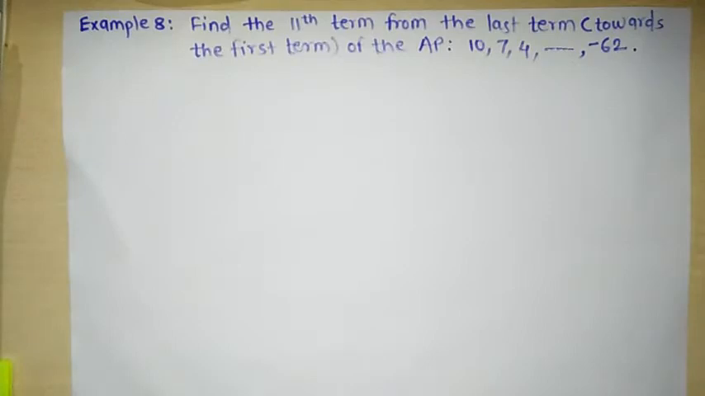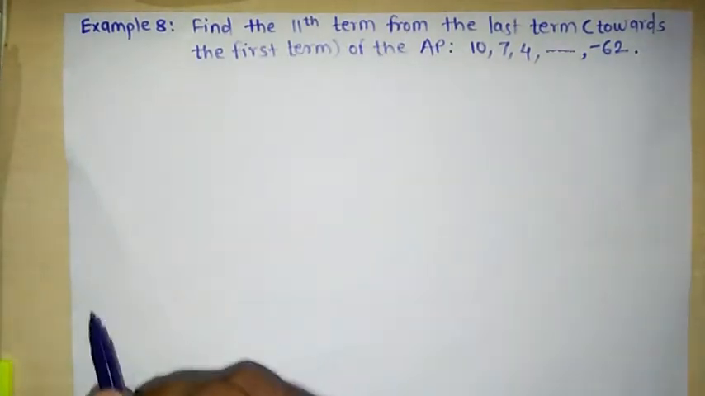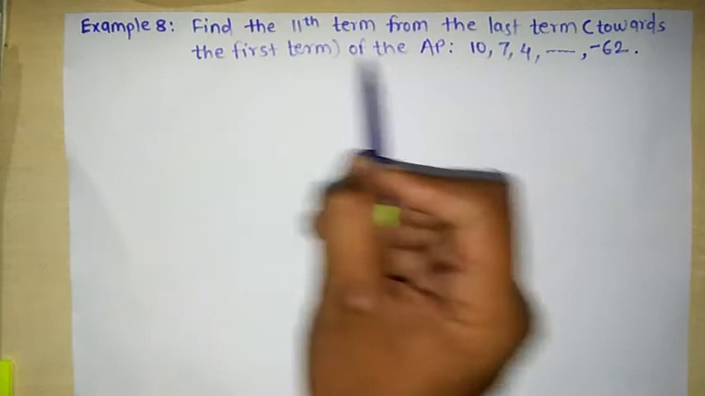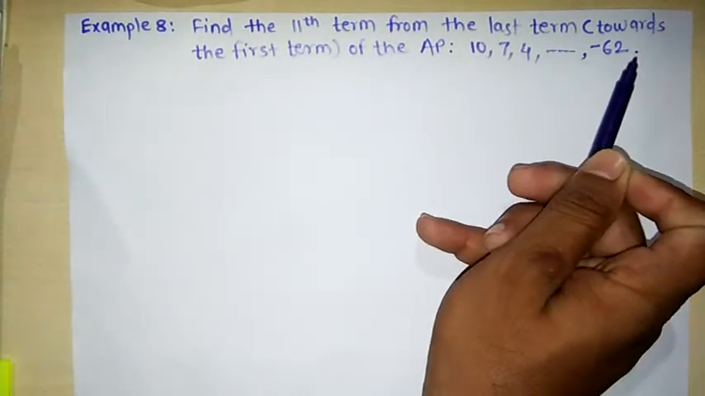Now we will see example number 8. In example number 8, what we have to calculate? See here, find the 11th term from the last term. We have to find the 11th term from the last term towards the first term of the AP 10, 7, 4, dash, minus 62.